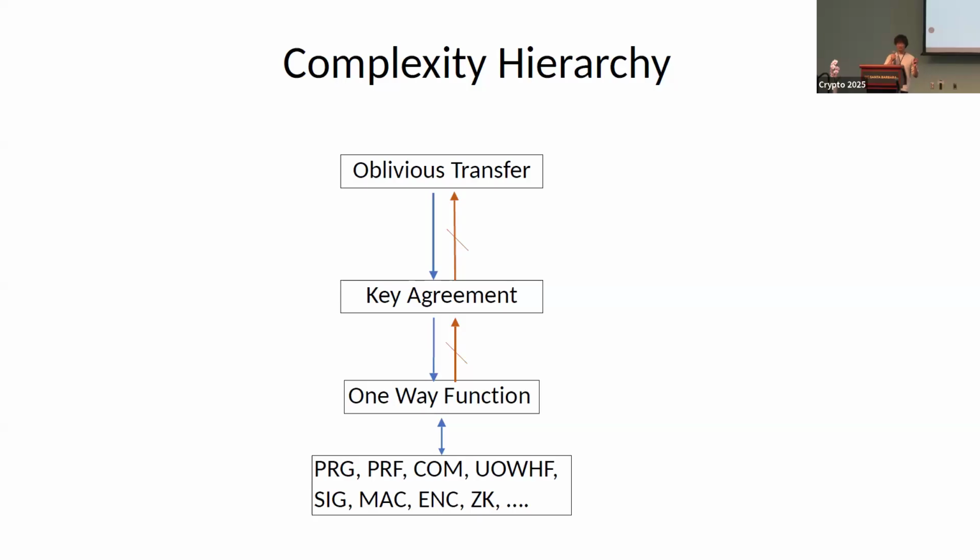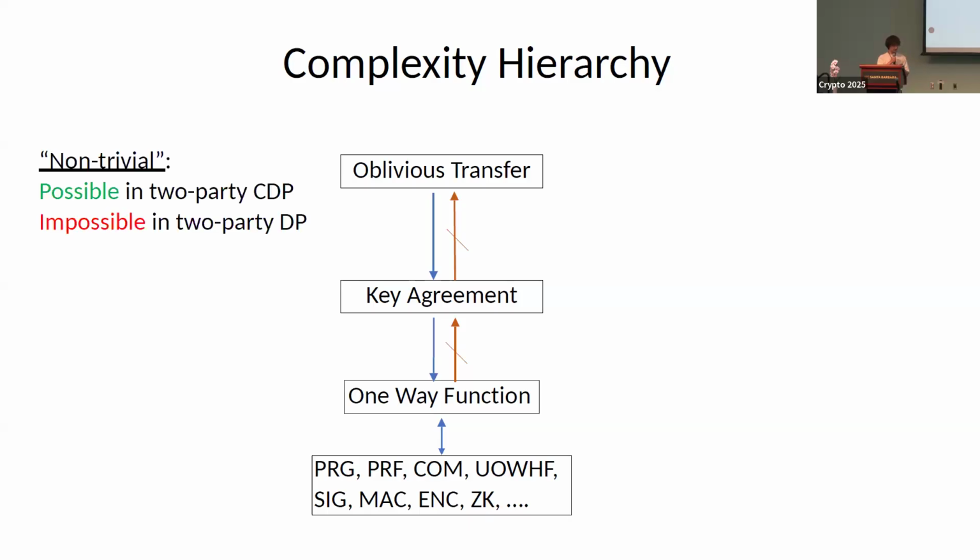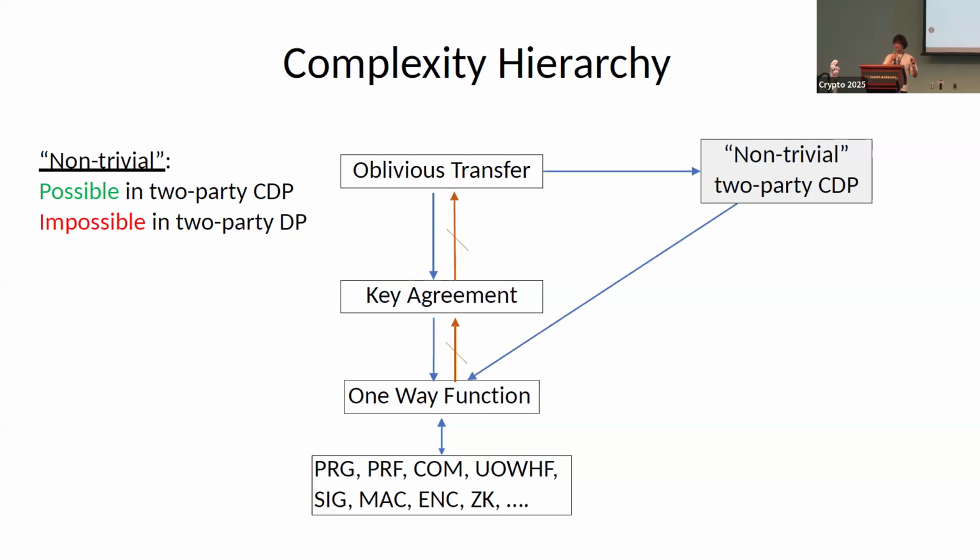This is a complexity hierarchy. It has 3 levels. On the bottom, there's one-way function, key agreement in the middle, and oblivious transfer on the top level. We say a task is non-trivial if it is possible in two-party CDP, but impossible in two-party DP. And we are interested in where the non-trivial two-party CDP is. By the previous discussion, we know oblivious transfer implies it. And we also know non-trivial two-party CDP implies a one-way function by an easier construction.